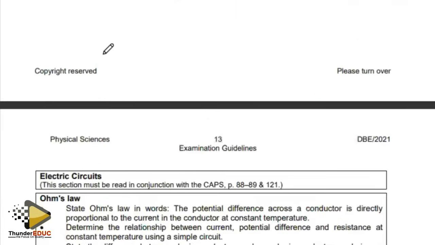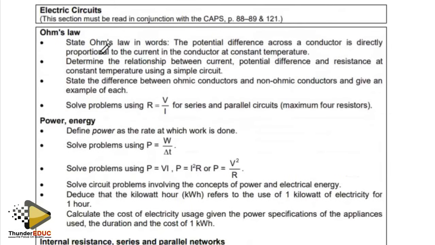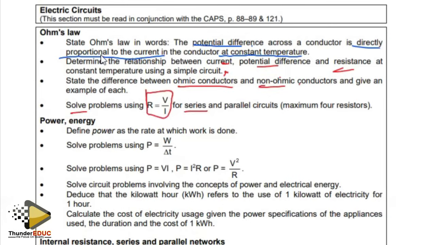In electricity, we just need to know about Ohm's law. How do we state Ohm's law in words? The potential difference across a conductor is directly proportional to the current in a conductor at a constant temperature. So this is important. The directly proportional part is also important. Those keywords, at least, they shouldn't miss in your definition. And then the relationship between current, potential difference, and resistance at a constant temperature for a simple circuit. You need to know the difference between ohmic conductors, those that obey Ohm's law, and the non-ohmic that disobey Ohm's law.